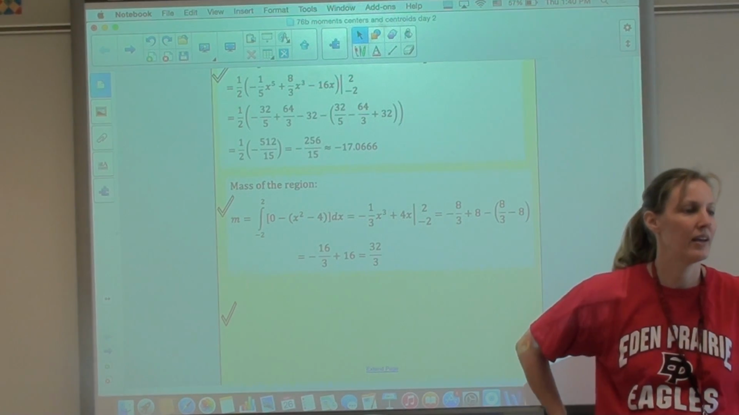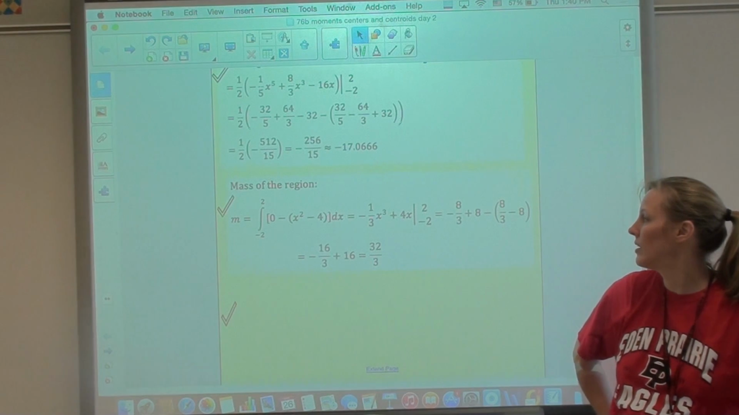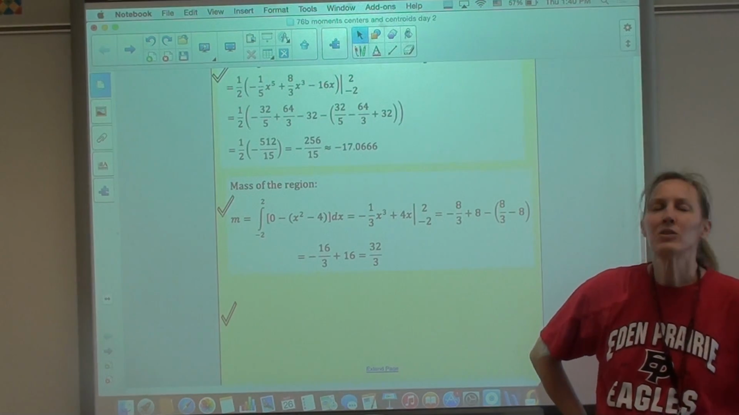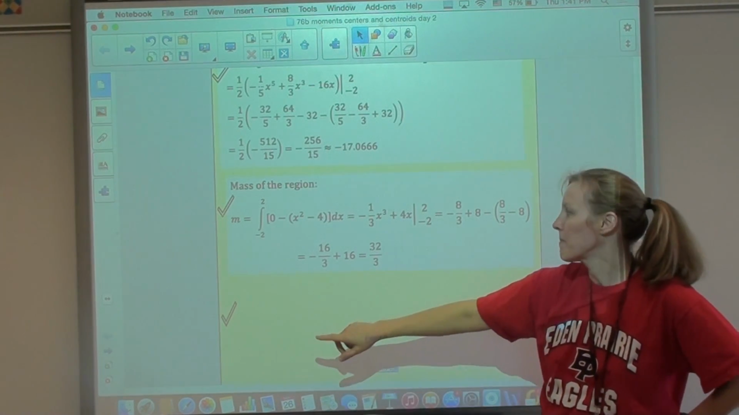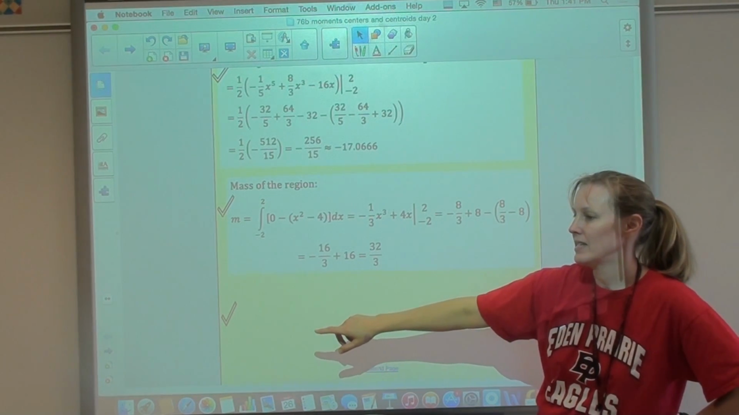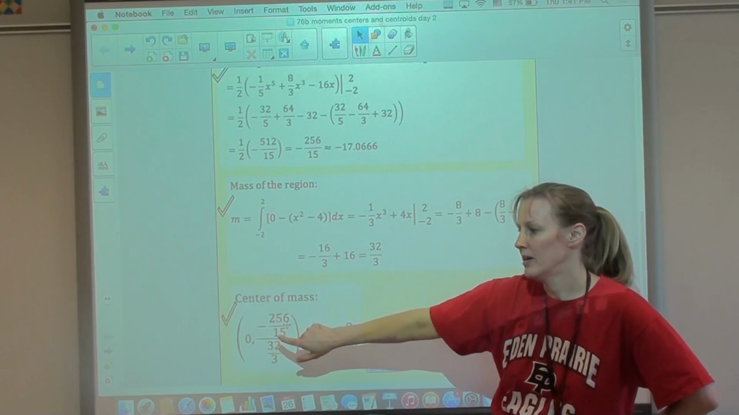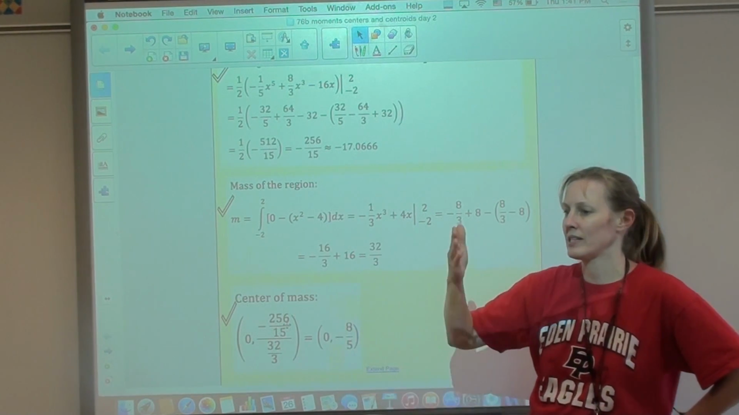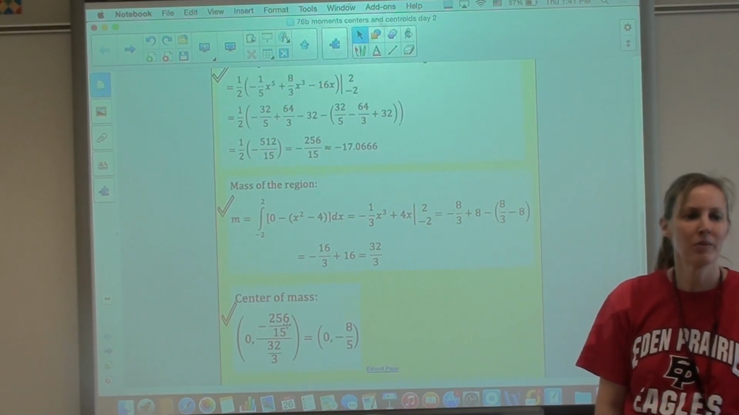Yes, Troy. Does it work if you do from 0 to 2 and you just multiply by 2? Yes, for this because of symmetry. We didn't do 0 minus. You've got to do top minus bottom. Remember, this is below the x-axis.